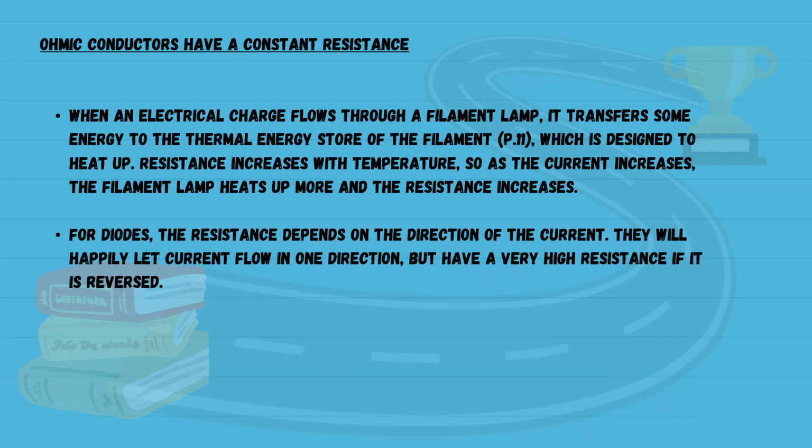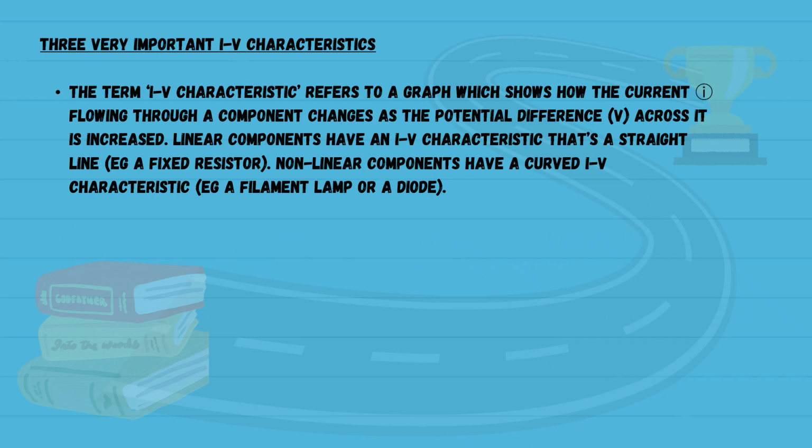For diodes, the resistance depends on the direction of the current. They will happily let current flow in one direction, but have very high resistance if it's reversed.